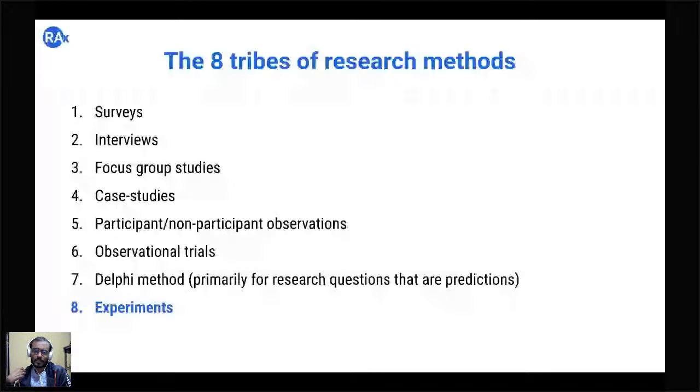The Delphi method is usually for research questions that are more prediction-oriented or forecasting kind of things, where you have an expert panel. Over here the group is actually domain experts, and they give their own opinion through whatever method they would apply, and then you collate all the opinions together to make a certain kind of prediction, right?